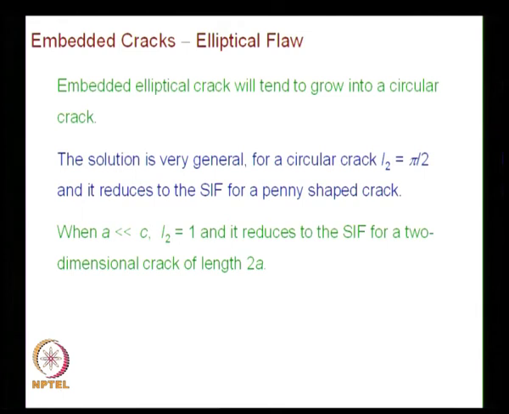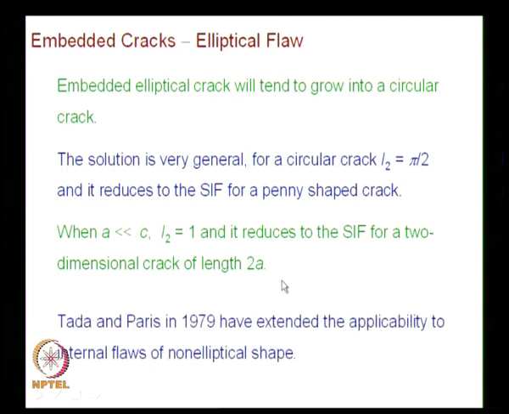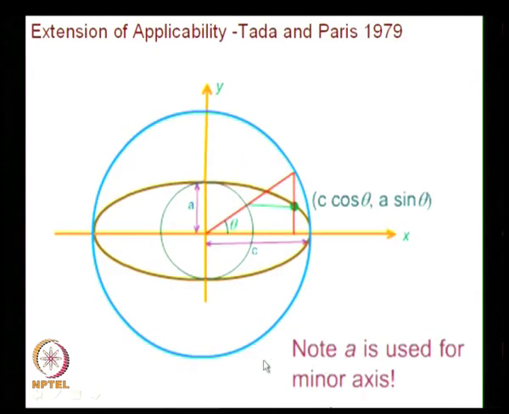And you know, people also have tried to extend the applicability of whatever results were obtained by Irwin. This was done by Tada and Paris in 1979. So, they could say how to handle non-elliptical shape internal flaws. And this is what they had done. We have to go back to the diagram, how we identify the point on the ellipse for a given value of theta.